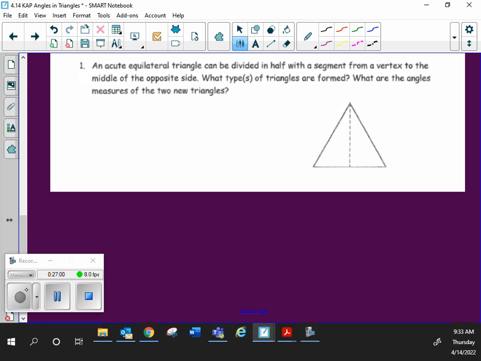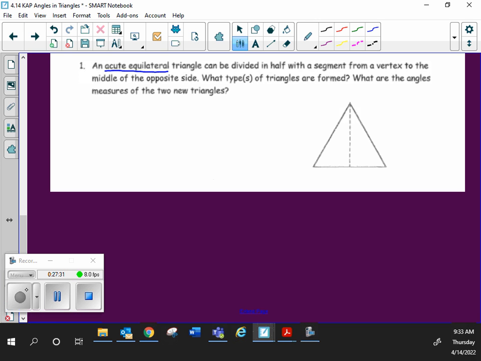Now, Miss Lytle, do I have any side lengths on there? Do I have any angle measures on there? No. I got a lot of nothing. I got a dotted line down the middle of the triangle. But at the end of this, we're going to know a lot about this. So let's break it down. Whenever you get to a problem where there's a lot that they're asking and you don't know a lot, break it down. So I see that it's an acute equilateral triangle.